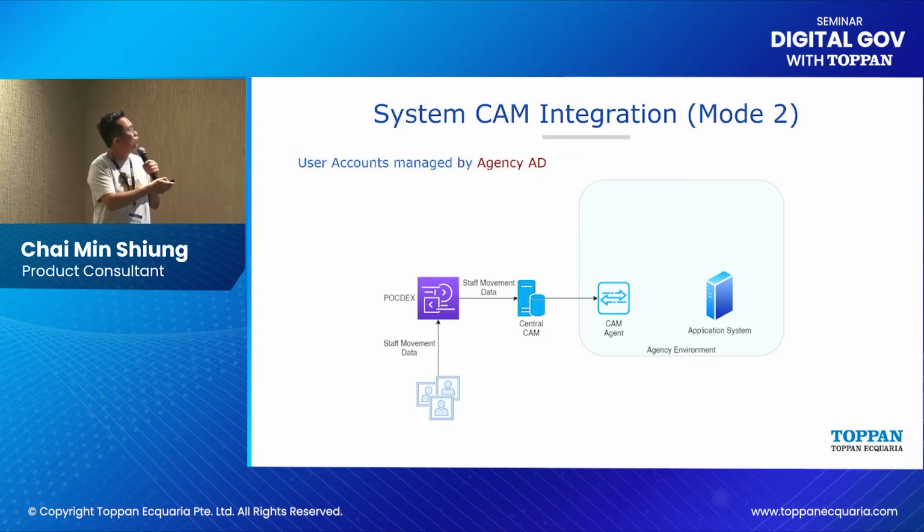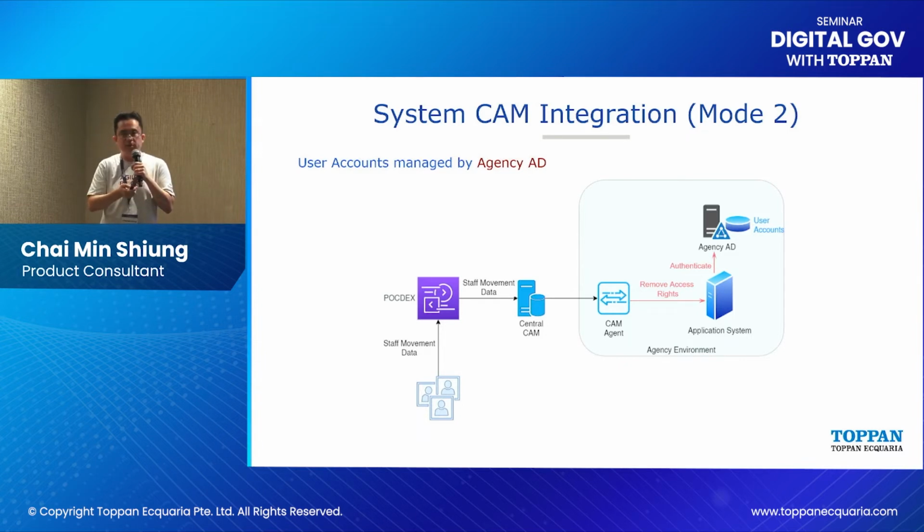Alright, so let's move to mode 2. Mode 2 is whereby your user accounts are managed by your agency AD. So your authentication will be against the user accounts in the agency AD. Through your CAM integration, for example, when an officer leaves the service, you'll be notified, and all you need to do for your application is to remove the access rights. Sounds good, right? But there is one more step that your agency needs to do, which is to remove the account. So your agency needs to be responsible for removing the account from the agency AD.